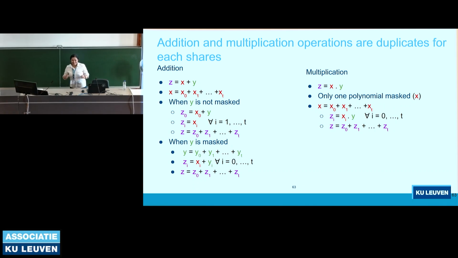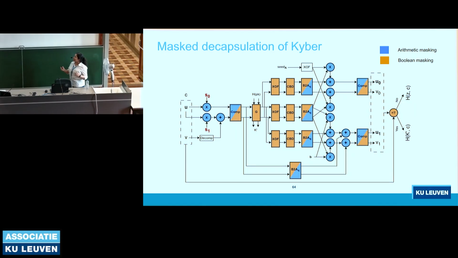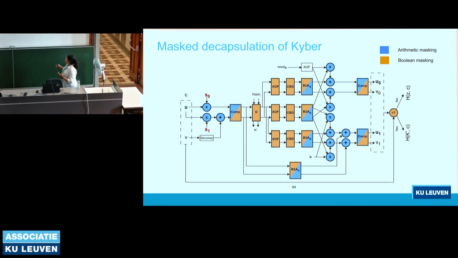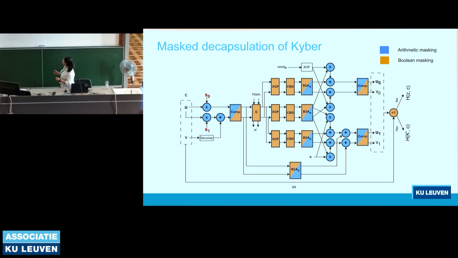I wouldn't talk about them, but they exist here. I'll just quickly show where we are using arithmetic masking and where we are using Boolean masking.